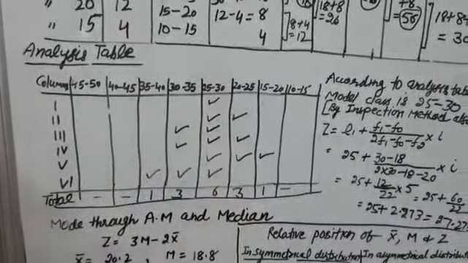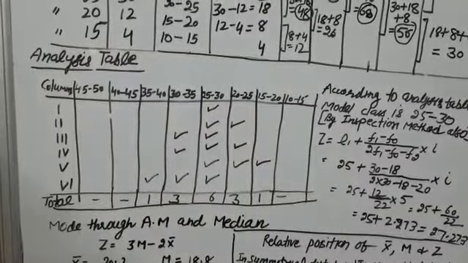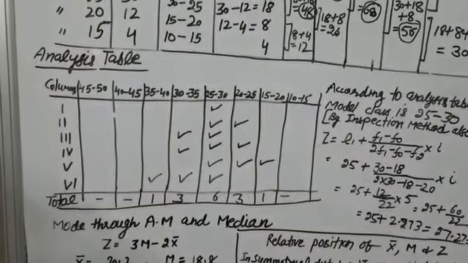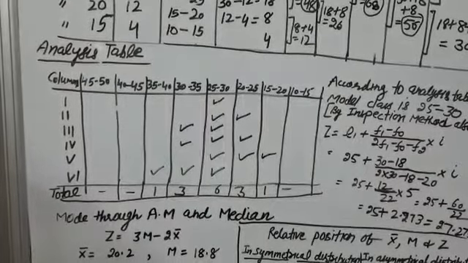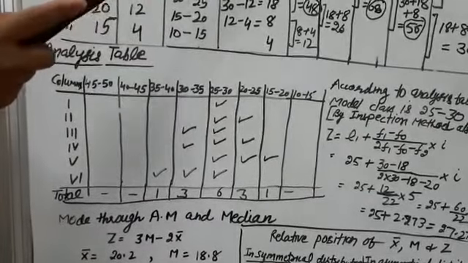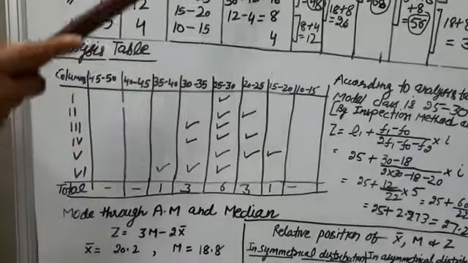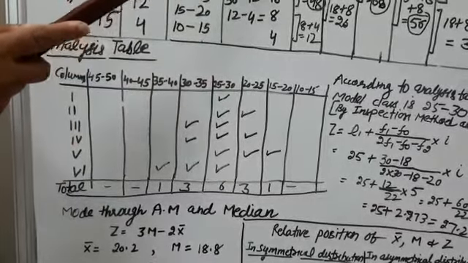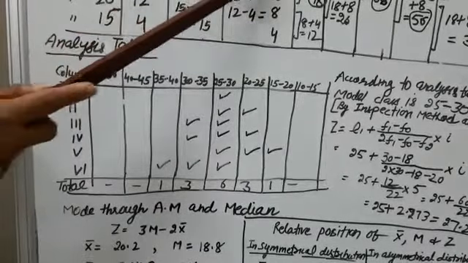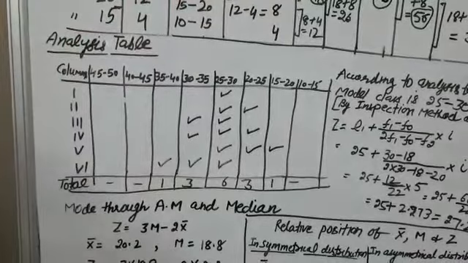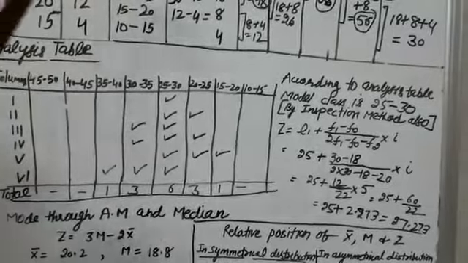So it is the modal class, which means the value of mode lies somewhere between 25 to 30. Now what is the exact value? In order to calculate that, we have to apply a formula. If you look at the frequencies here by the inspection method also, it is clear the frequencies are having regularities. So 30 is the highest frequency and the corresponding class interval is 25 to 30. So the modal value lies somewhere between 25 to 30.